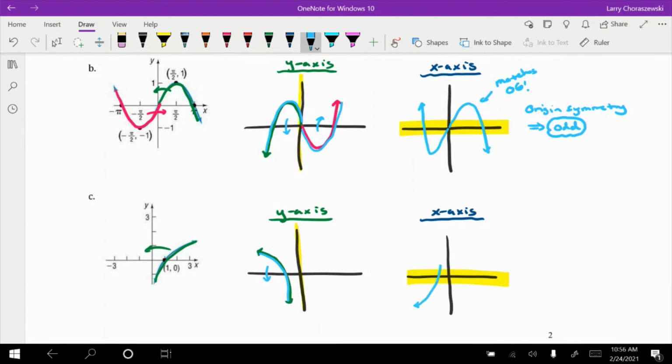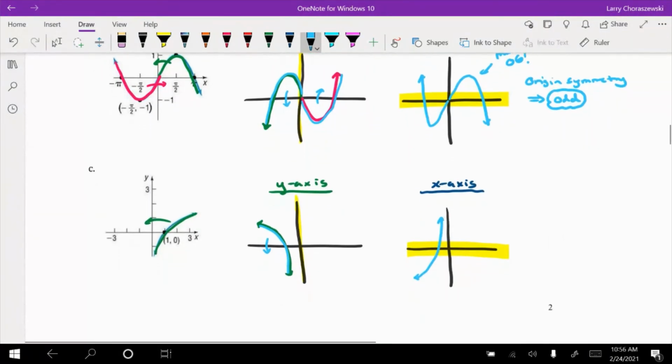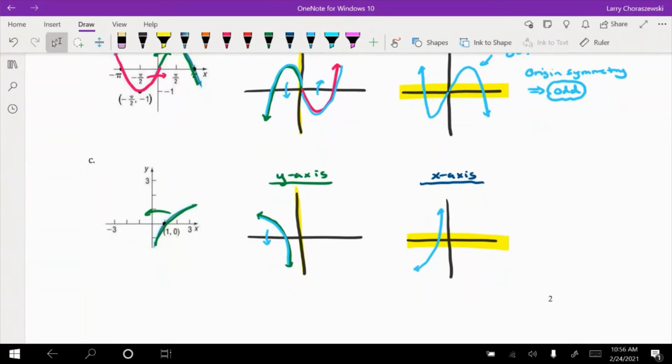And when we do so, you end up getting something like that. Does this graph match up with the original? No. So what kind of function is this? Yep, it's a neither function. So no x-axis or origin symmetry. That implies neither.